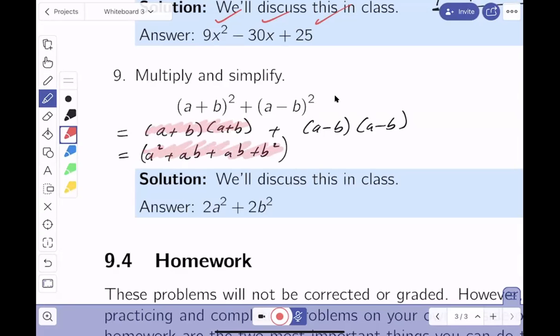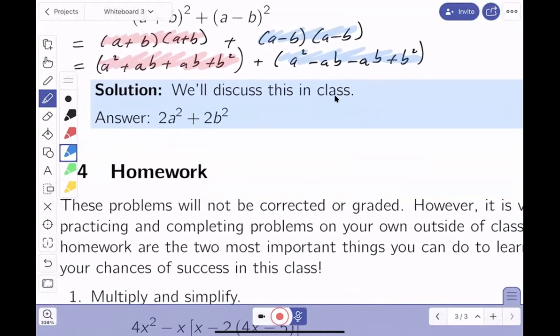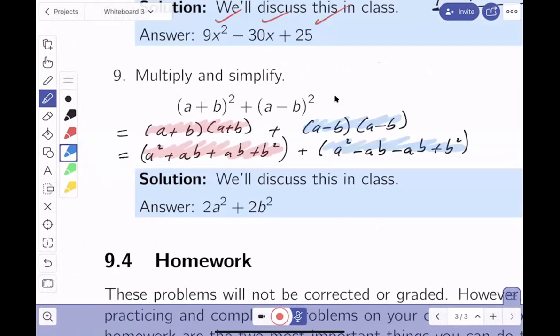All right, let's go to the next one. What do you get over there? A squared minus AB plus B squared. Someone said, what'd you just do there? I'll point out what I did. I just did this. All right. Going to keep moving. And again, I know it's frustrating, but we want you to move forward.